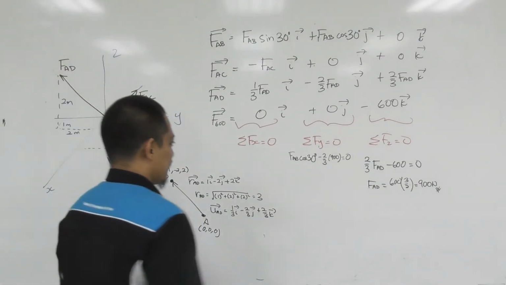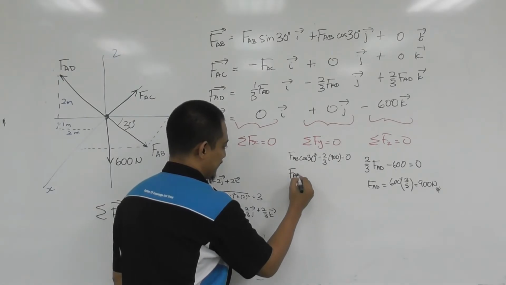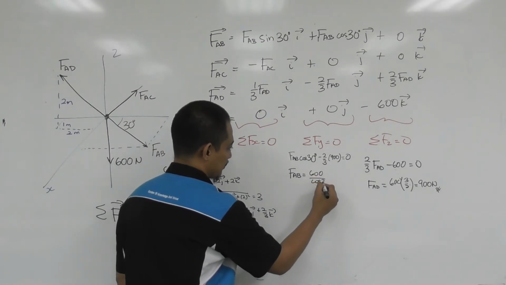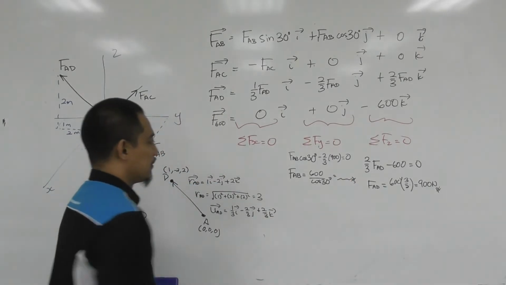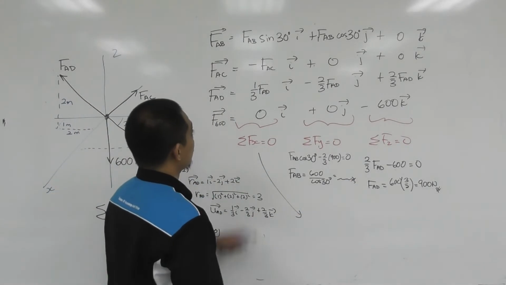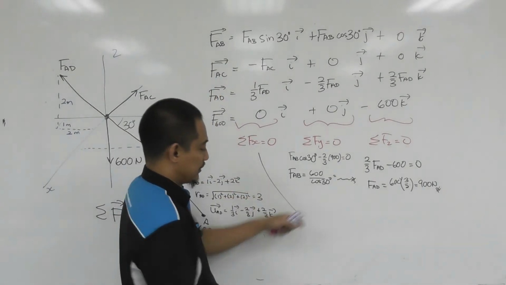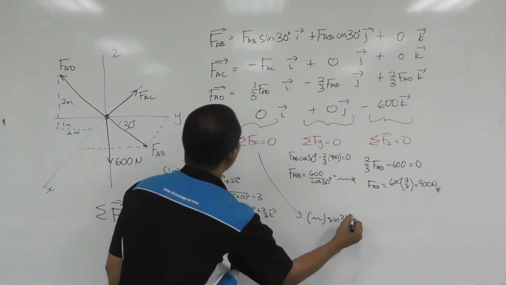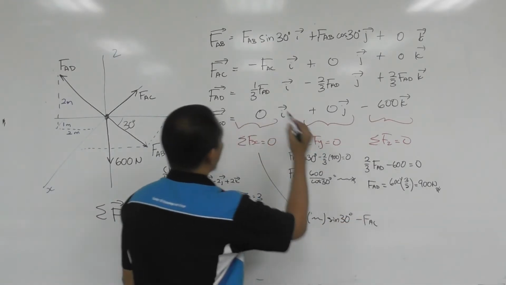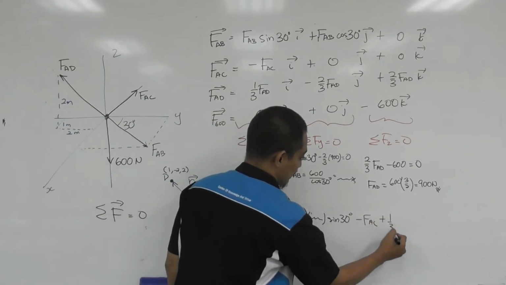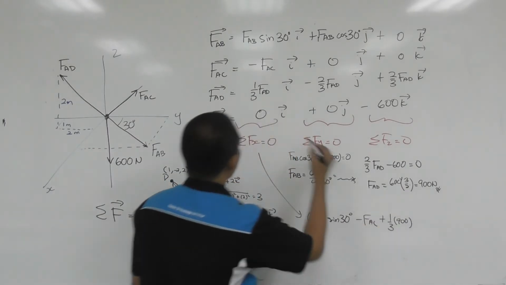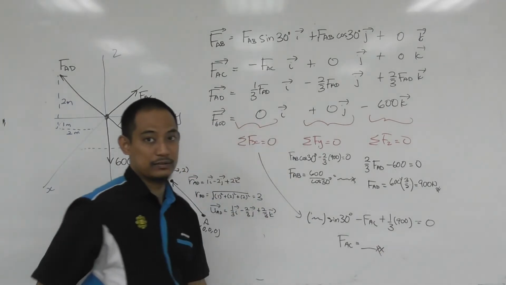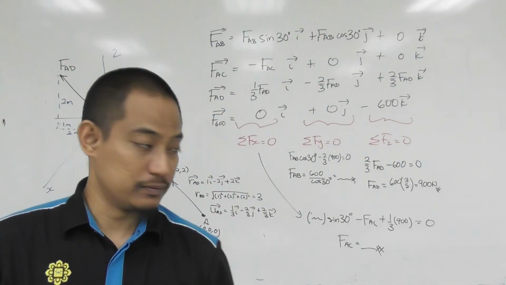Is it too small? Hopefully you can still see. Right, so based on this, FAB is equal to, basically bring it there, 600 divided by cos 30. You get some value there. And then you go for Fx. So if I write it here, FAB is already answered, so whatever value there, times sin 30, and then minus FAC plus 1 over 3 FAD, which is already known as 900, plus 0 should equal to 0. So FAC, you can get the answer there. So that's how you do it.